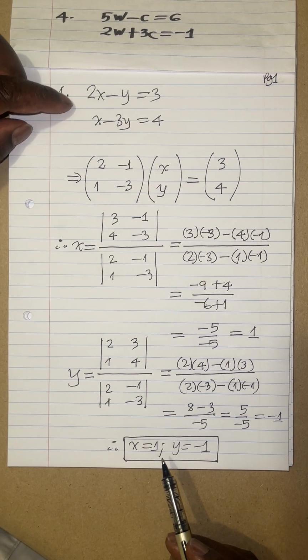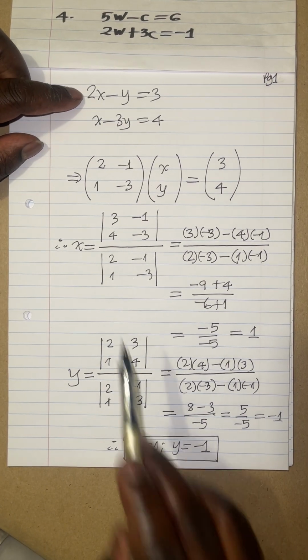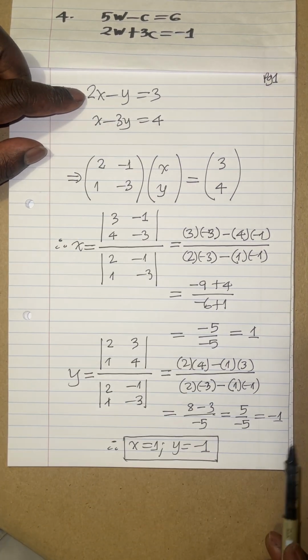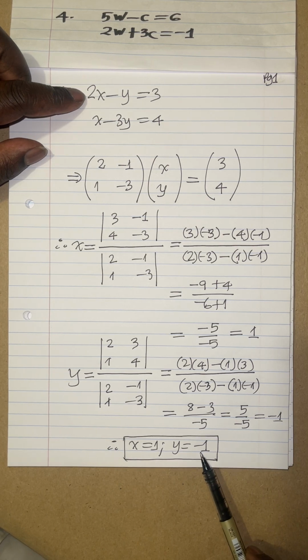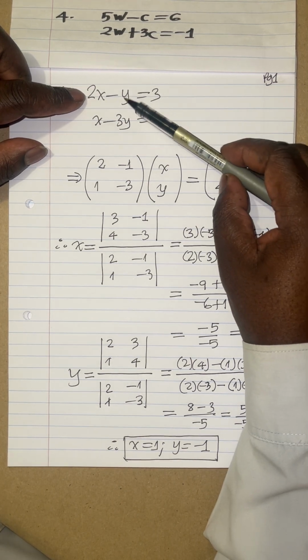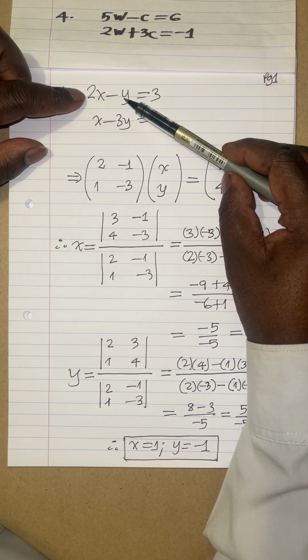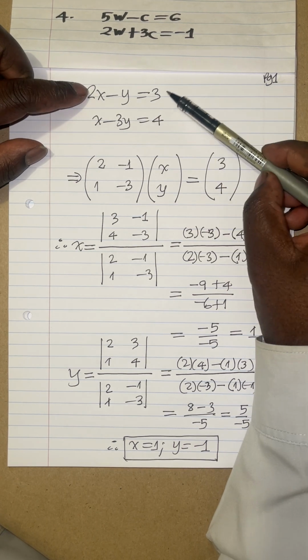For example, let's just try the first one. x equals 1. If you put 1 there, 2 times 1 is actually 2. y equals minus 1. If you put minus 1 here, it will be minus minus 1, so that will be positive 1. But 2 plus 1 gives you 3.